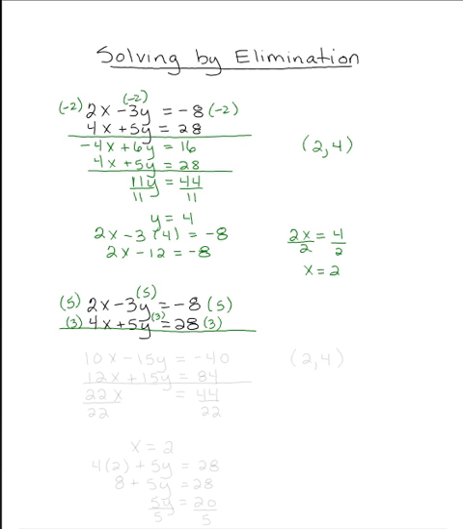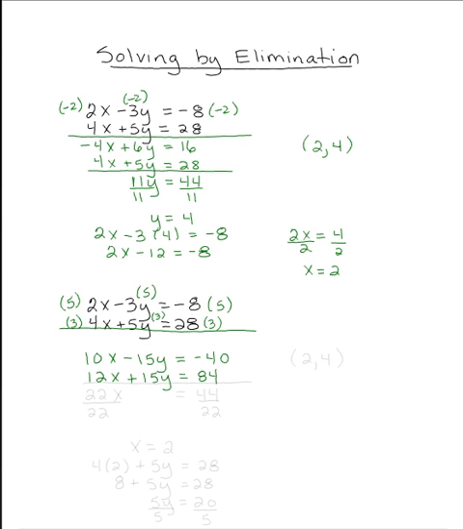Well, that's going to give us 10x minus 15y equals negative 40. Multiply out the second equation. Those were all getting multiplied by 3. So I'm going to have 12x plus 15y equals 84.